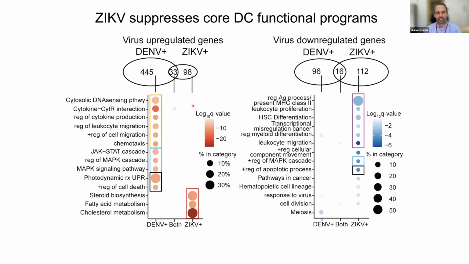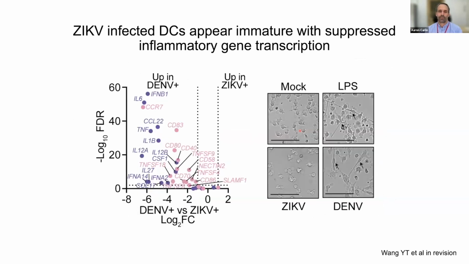In contrast, Zika virus does not upregulate any of those genes, but it actually downregulates genes involved in antigen presentation, proliferation and differentiation, migration. So really the core functional responses that you would expect the DC to do, Zika virus is really downregulating these gene expression programs. So really suppressing the functional response of a DC.